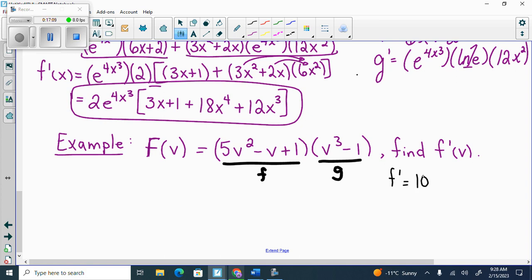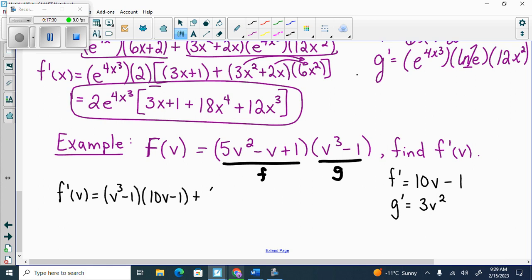10v minus 1. And what's g prime? 3v squared. So we get f prime of v equals g, which is v cubed minus 1, times f prime, which is 10v minus 1, plus f, which is 5v squared minus v plus 1, times g prime, which is 3v squared.